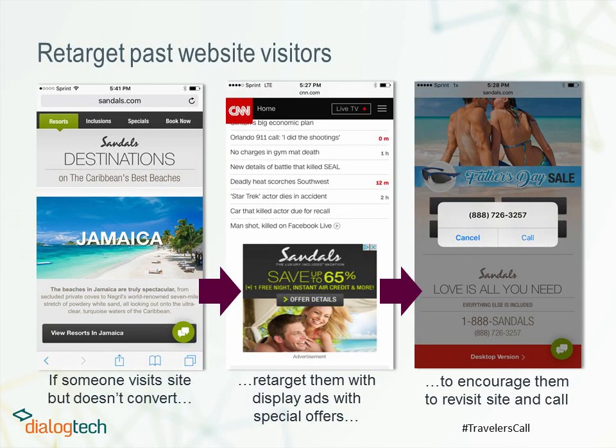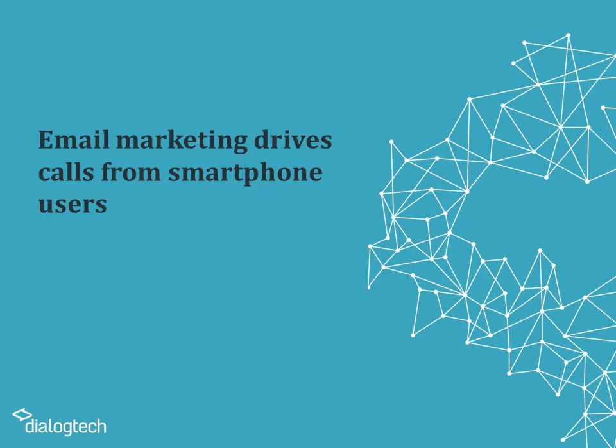Retargeting is huge on display. So if somebody on the left visits your site but doesn't convert, they don't call, or they do call but don't become a customer, you can then show them special ads retargeting via display. So here's an example from Sandals where they offer 65% off. You can retarget someone who visits the Sandals website with this offer, trying to get them to come back and convert. And you can have a prominent, as Sandals does here, a prominent click to call to get them to bite on your offer and call back and engage with your sales representative.